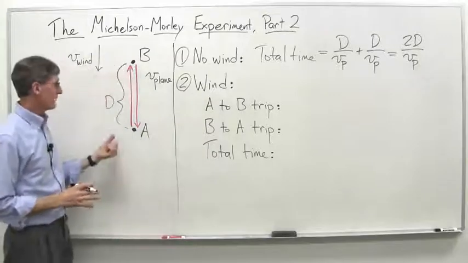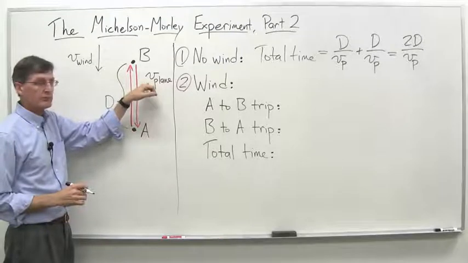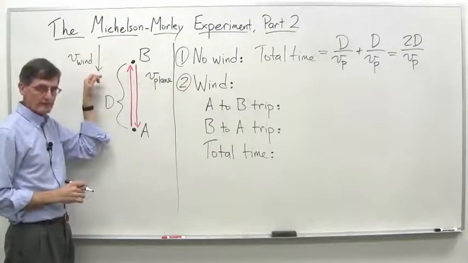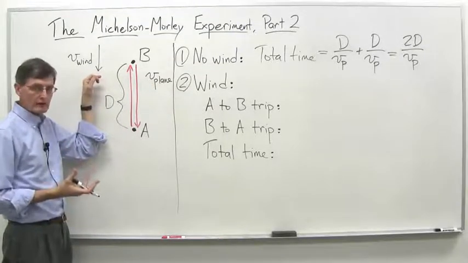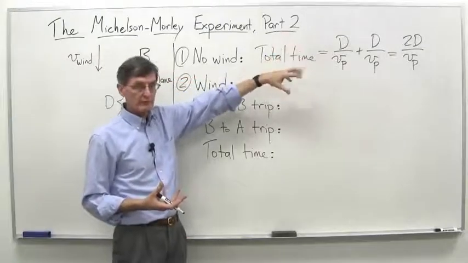I'll get you started by saying the velocity on the first leg of the trip is going to be the velocity of the plane minus the velocity of the wind. Okay, so that's the net velocity on the first leg. And then we have our same equation involved here, distance divided by the velocity.